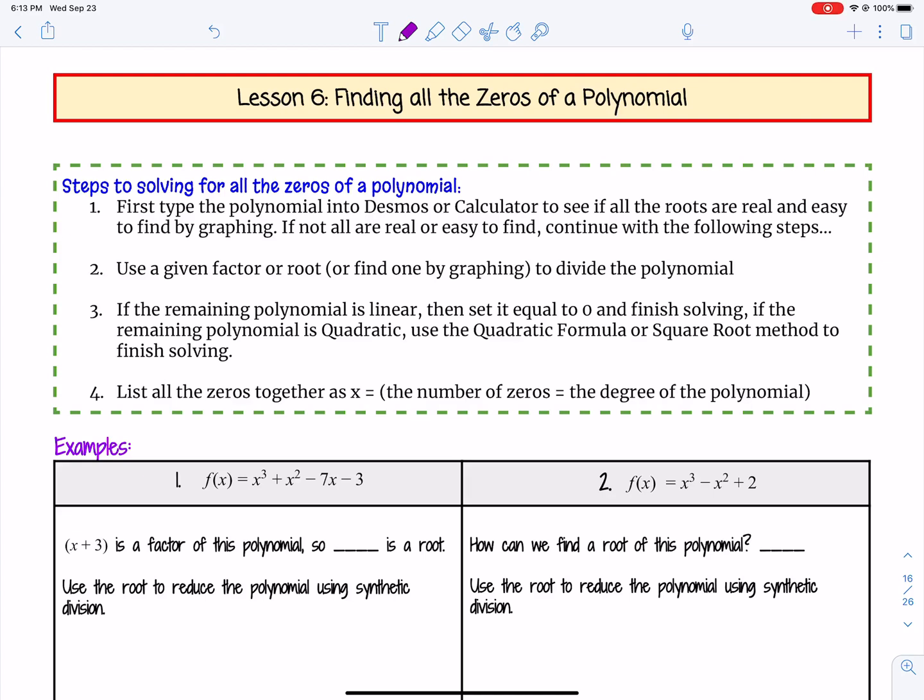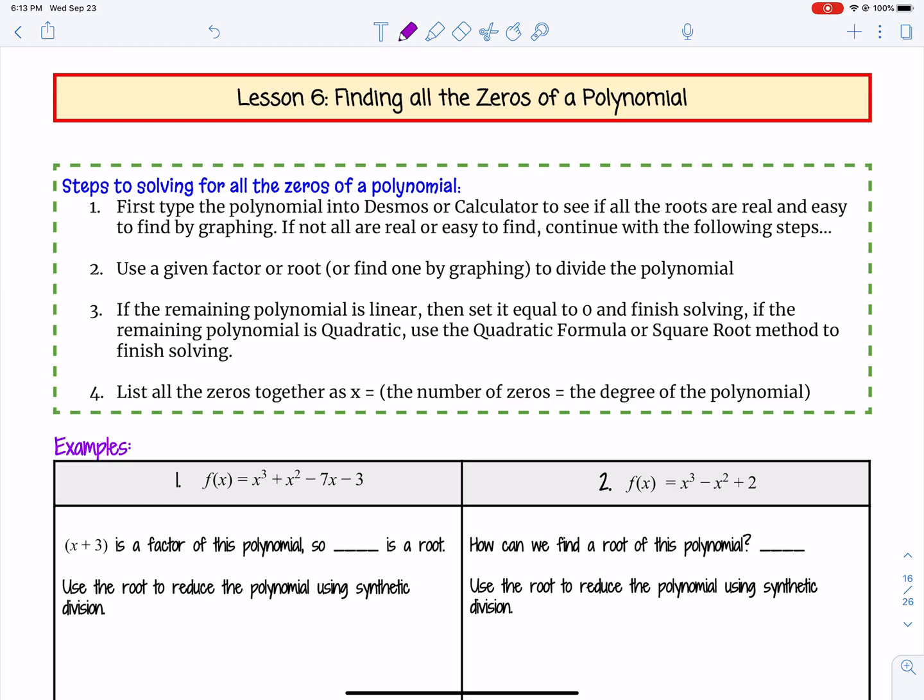In this video, we're going to go over how to find all the zeros of a polynomial. Some polynomials are easy to type in your calculator and find all of your roots or zeros on the x-axis, because those are your x-intercepts. Remember, the degree of a polynomial matches the number of zeros it will have when you're done finding all of them.